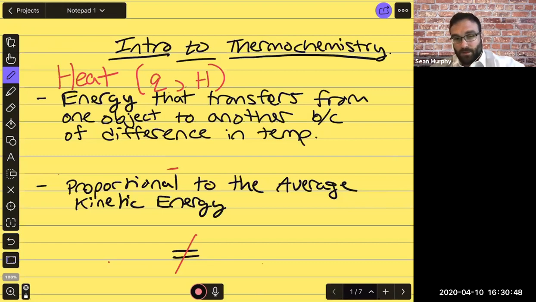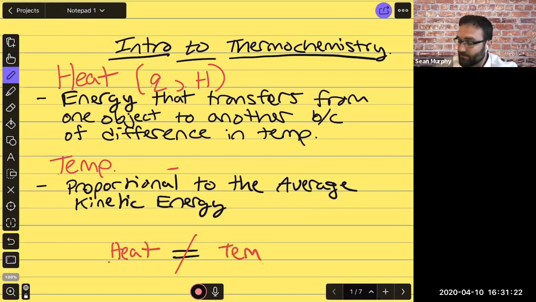All right, next one. Something that's proportional to the average kinetic energy. Well, this should be a review one. This one is temperature. Remember, temperature is the average of all the kinetic energy of the molecules, okay? So hopefully in this unit, you will understand that heat and temperature are not the same thing. So heat is a form of energy, and temperature is an average of all the moving particles, okay? All right, let's do a couple more.